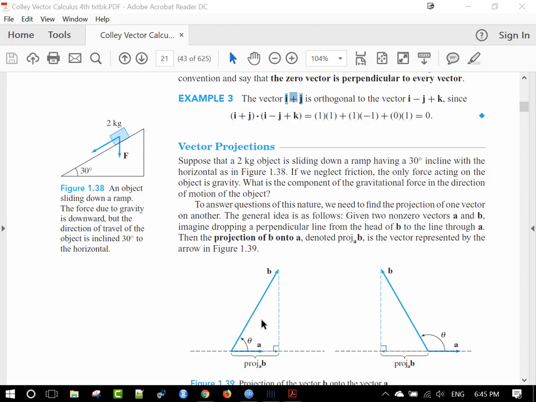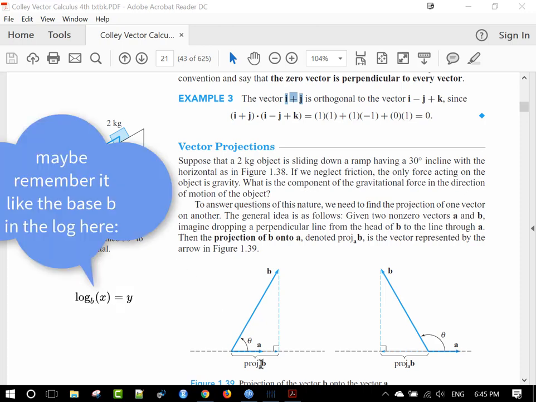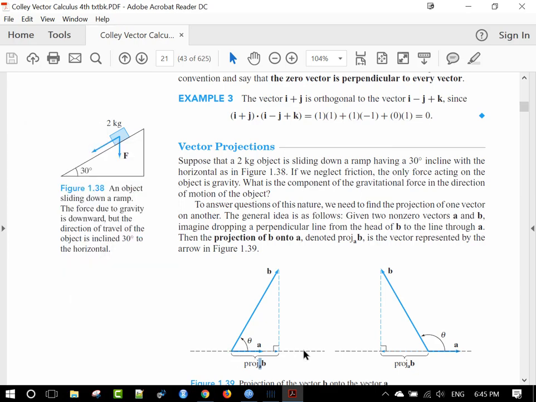I don't know how to remember that, but anyway, this means the projection of B onto A. So I guess we can kind of call A the base. So we're projecting it onto the base. Like when we talk about logs and we put this little number there, we call that the base of the log. So maybe I can remember it that way.